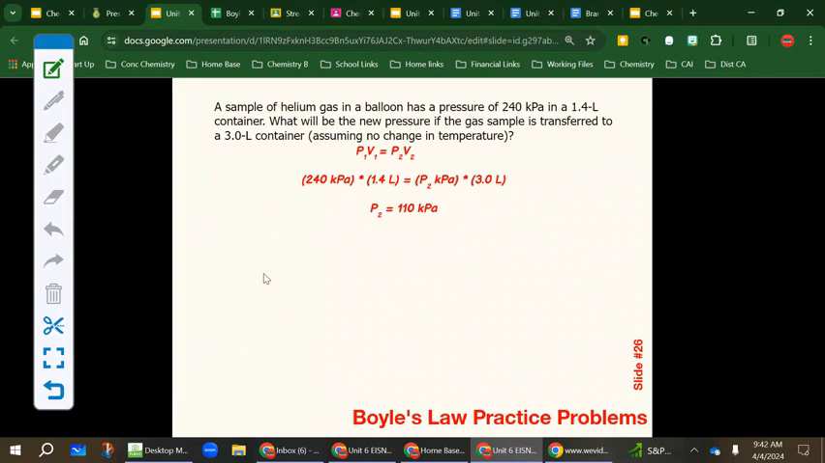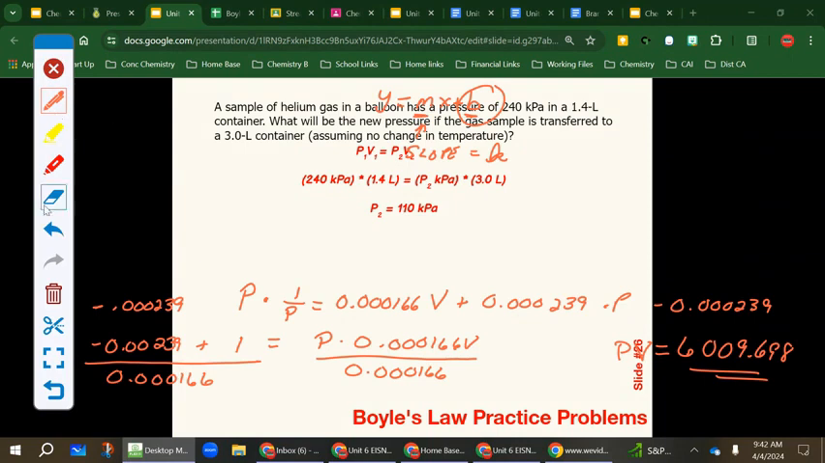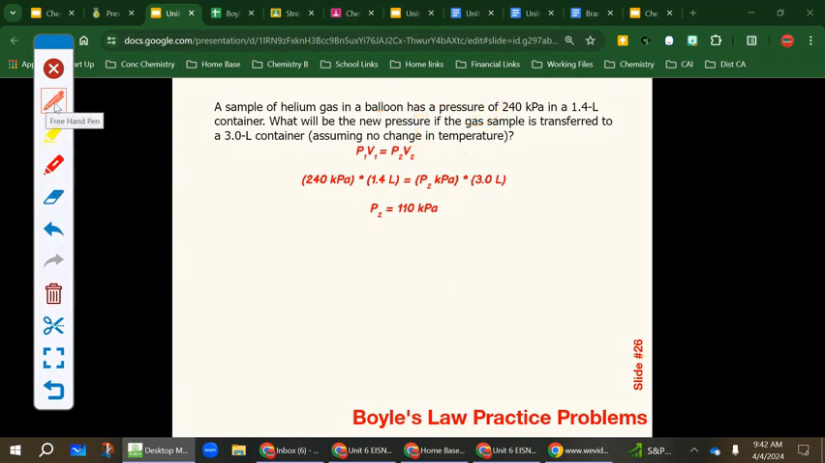By the way, it didn't show you that I was doing this. Let me show it to you. I took this side and divided by 3.0 liters. That got rid of this and this. What you do to one side of an equation, you have to do to the other to keep it equal. Liters and liters cancel out here. Take 240 times 1.4 divided by 3.0. Now, it probably didn't come out to 110. It probably came out to a different number.